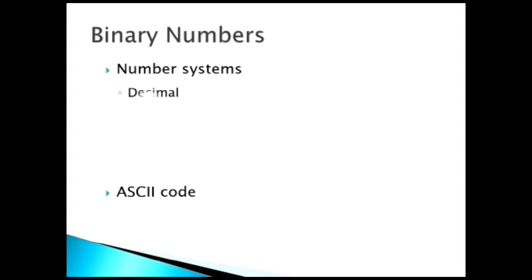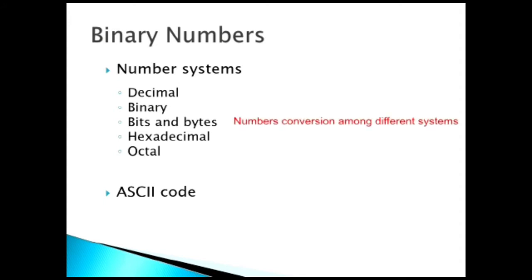Number systems are further classified into 3 or 4 major types. The first one is the decimal number system. The second one is the binary number system. The third is known as bits or bytes. A byte is a group of 8 bits. Then the hexadecimal number system and the octal number system, and these number systems can also be converted among different systems.